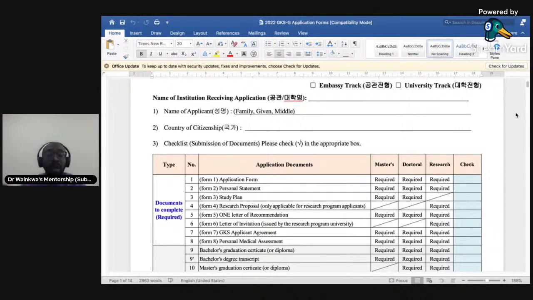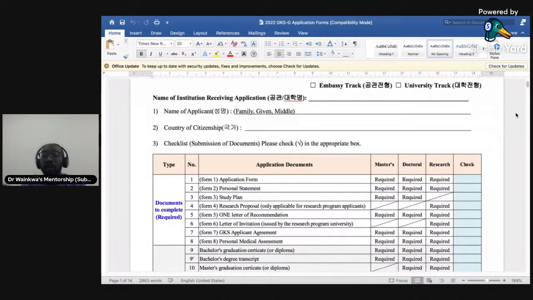Also, you need to put in your study plan, your research proposal. The research proposal is only applicable to those applying for research. So master's and doctorate degree level students do not need to submit a research proposal. Then they'll need one letter of recommendation. One letter of recommendation is required for master's, doctorate, and research.